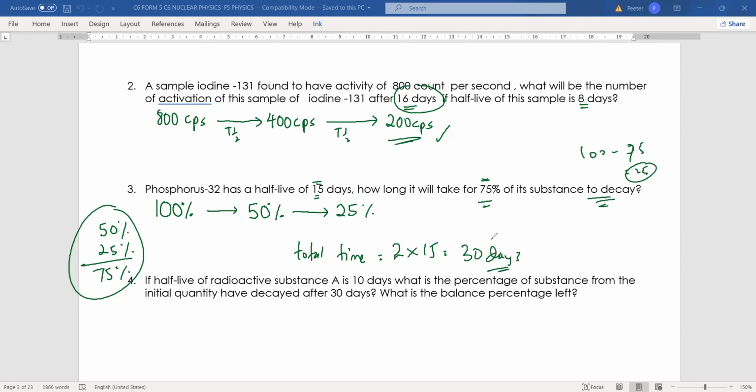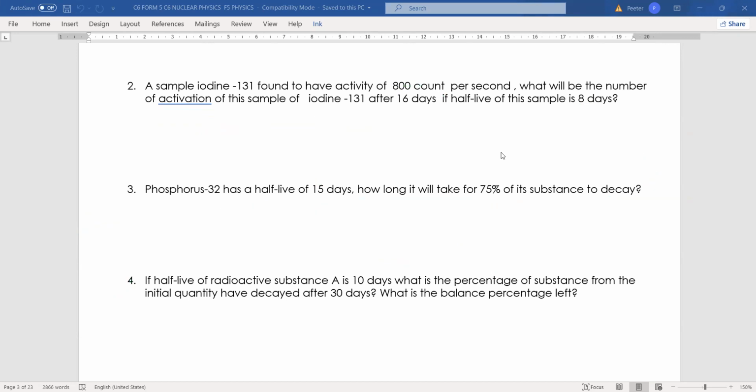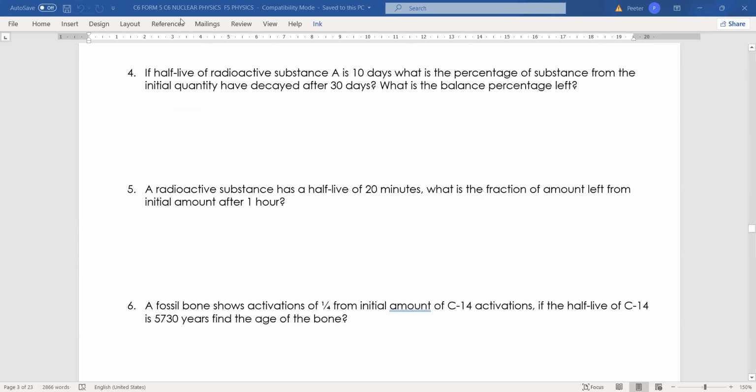This is how we calculate. All right? So the total time taken is 30 days. All right? Okay, next. Let's do number 4. Half-life of substance A is 10 days. What is the percentage of substance from the initial quantity that has decayed after 30 days? Has decayed, all right? What is the balance left?